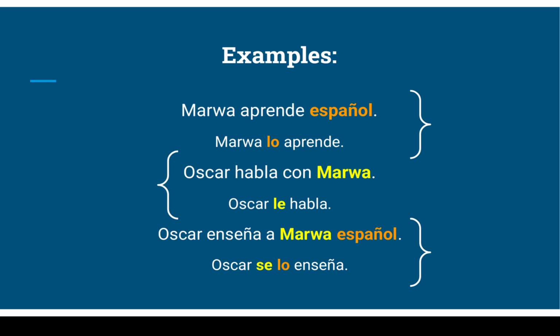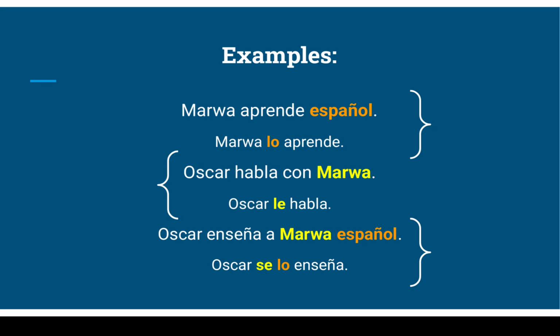Then we have Oscar habla con Marwa. Oscar speaks to Marwa. In this case, Marwa is the indirect object because it's a person. So we have to replace it with an indirect object pronoun. In this case, it is le. Oscar le habla. Oscar speaks to her.